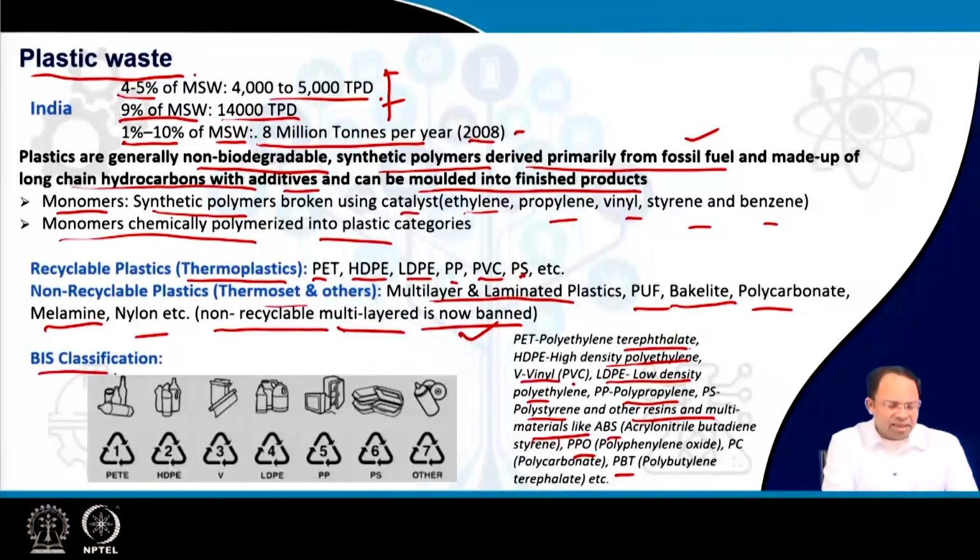Now, this BIS classification talks about 7 categories of plastics. Out of that, you find first is PET bottles, HDPE, V for PVC, LDPE, PP, PS, and other. Everything else falls into the other category. So these are the 7 kinds of plastics which are categorized under the BIS classification system.